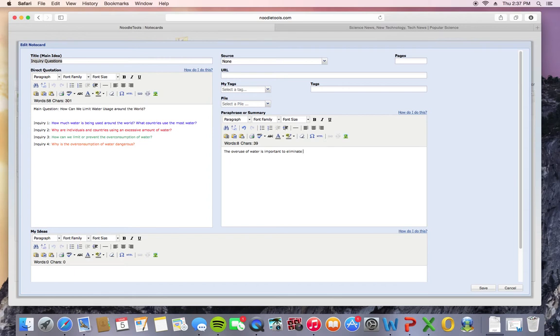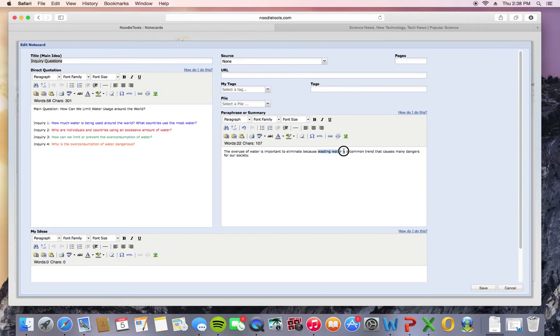The overuse of water is important to eliminate because wasting water is a common trend that causes many dangers for our society. Now, if you look at my thesis, the thesis is only 1 sentence long. It's as long as a thesis is supposed to be. The thesis is the heart of your paper. Again, this 1 sentence summarizes what my entire paper is going to be about.